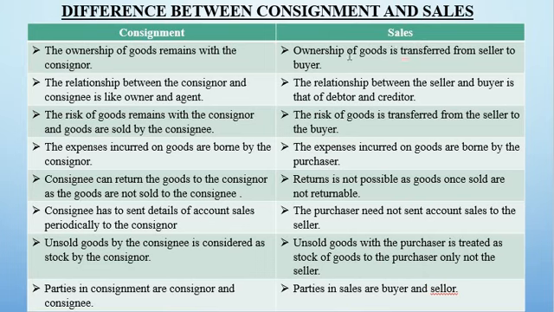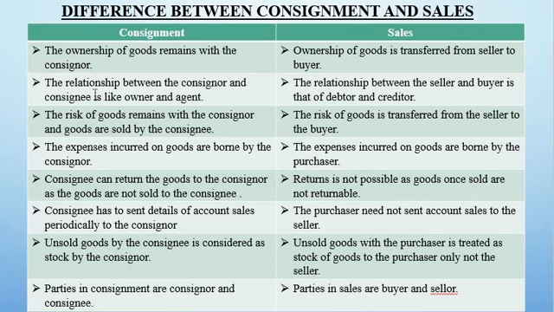When it comes to sales, the ownership of goods is transferred from the seller to the buyer. That is, here the ownership of goods is transferred once the seller gets the amount for the goods that he's selling. Then the ownership of the goods is transferred from the seller to the buyer, whereas in case of consignment the ownership remains only with the consigner. It does not go to the consignee.